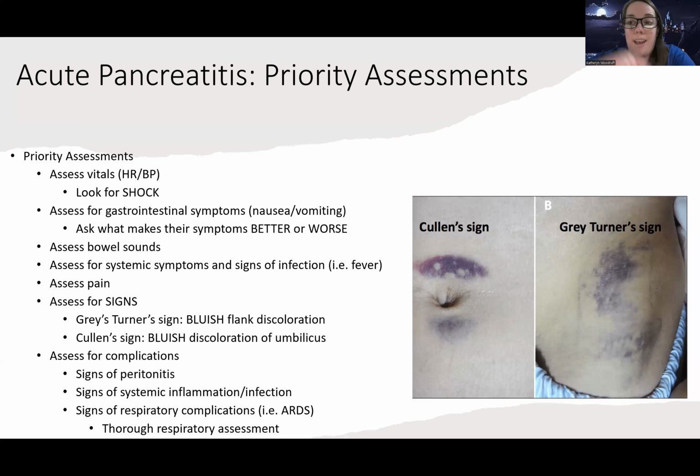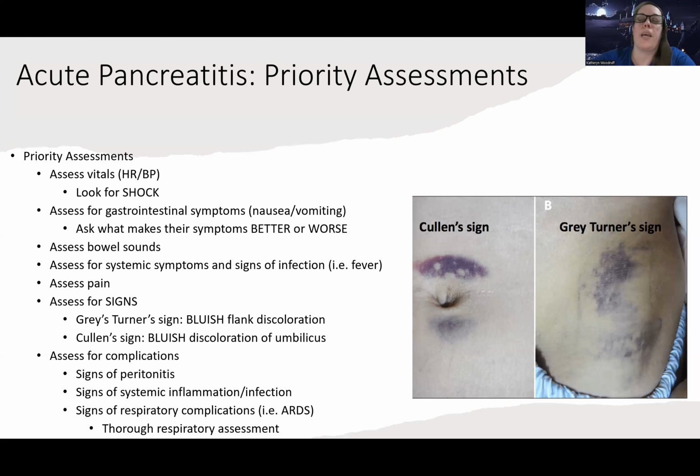And then Cullen's sign, I think of like a C, because I always think of this picture. It almost looks like a C around the umbilicus. So it's kind of a C or a circle, or you could think C for circle around the umbilicus, or the belly button. We also want to look for signs of complications like peritonitis. They can get systemic inflammation and infection. There's a lot of complications with this.